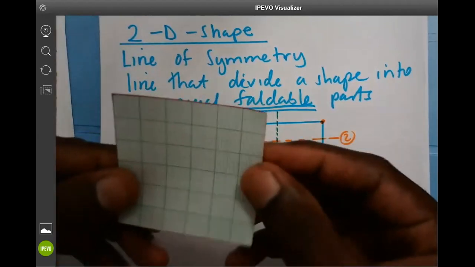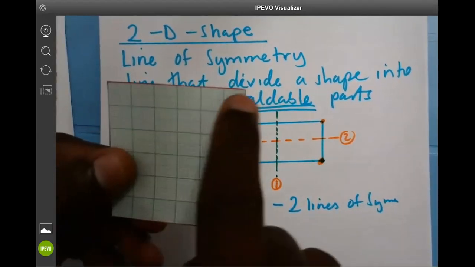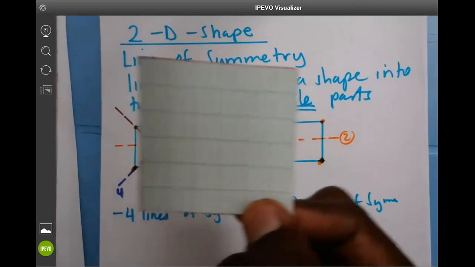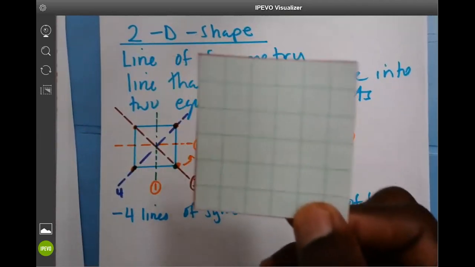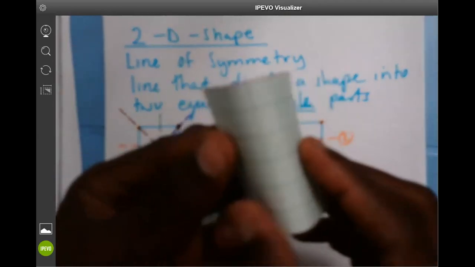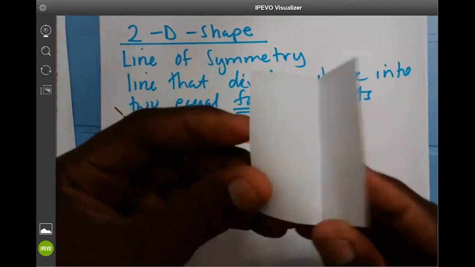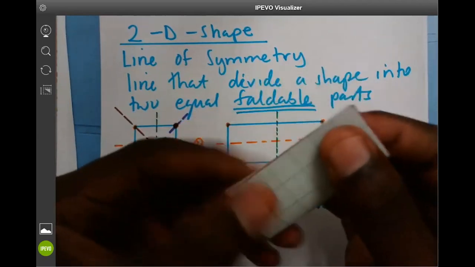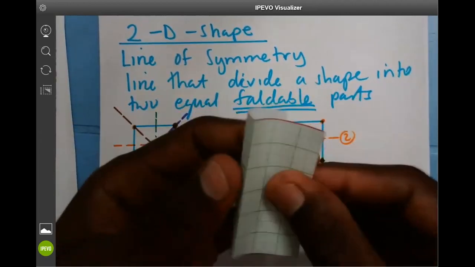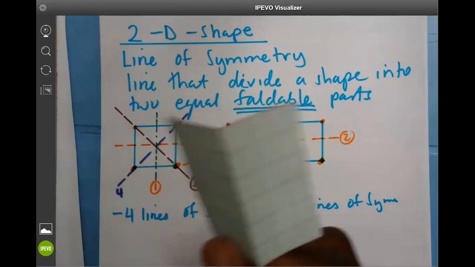Here I'm holding a sample. This sample is representing a square. If you look properly, you'll see six squares this side, and also you'll see six squares this side. So this sample of mine here is showing us a square. So for a square, it's easy. I can fold it in the middle there. See that line in the middle here? And once I fold it, it will join properly. See, it has joined properly. This corner has joined that corner, and that corner has joined this corner. So that's why we say this is a line of symmetry.